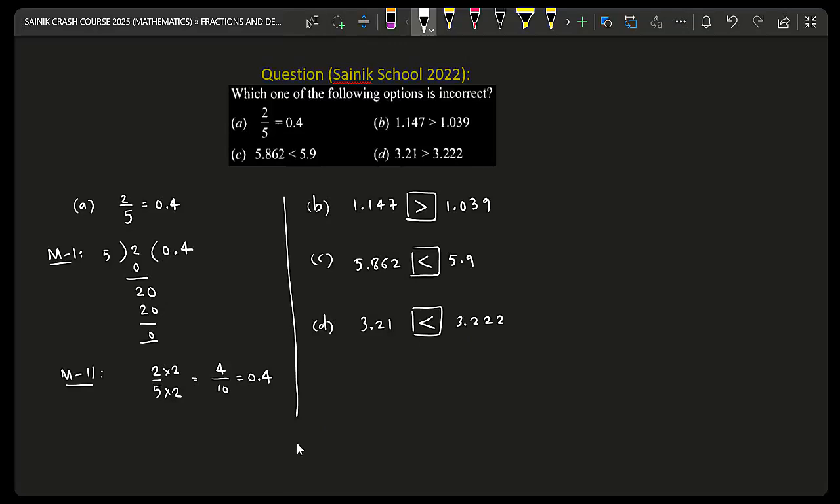But in the question, what did they say? Sir, option D. What I'm saying is, we got less than as the correct answer. What is given in the option? Greater than is given, right? Yes. So option D is correct or incorrect? Sir, incorrect. That means option D we have to choose because they are asking for the incorrect option. Is it clear? Yes.